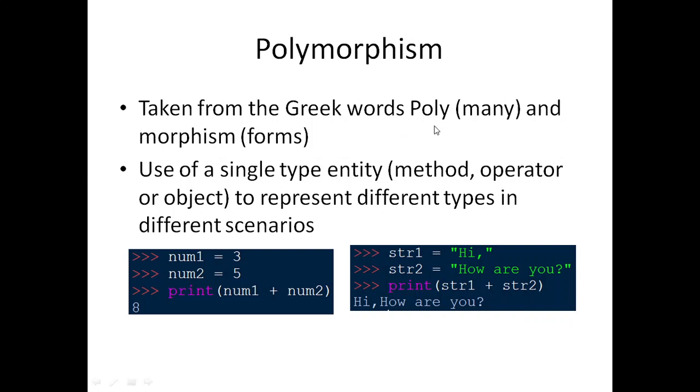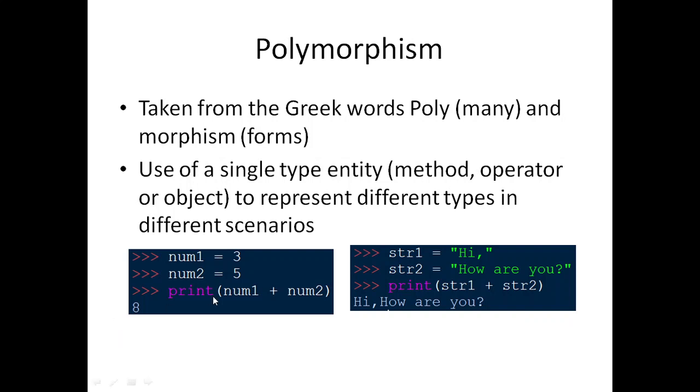It is taken from the Greek words poly, which means many, and morphism means forms. So the meaning of polymorphism is the use of a single type of entity, which may be a method, or an operator, or an object, to represent different types in different scenarios. If it is a method, we will use the same method name, and in two different contexts, it will do two different things. That is what is meant by polymorphism.